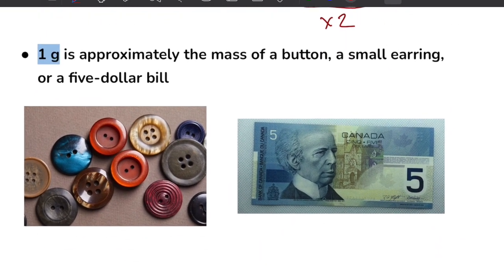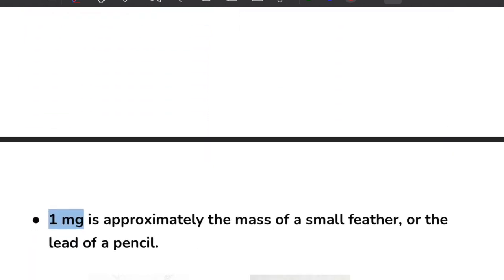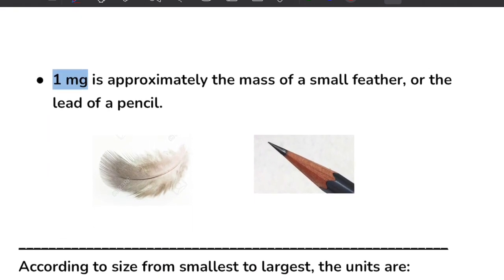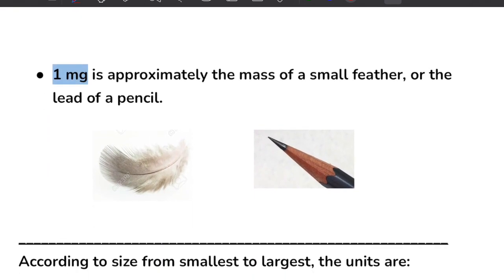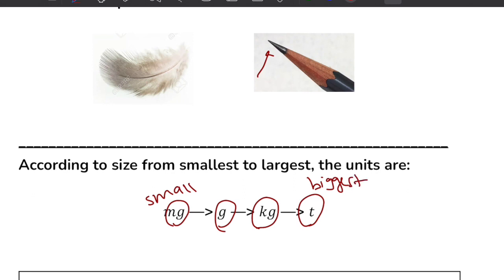1 gram is approximately the mass of 1 button or a small earring or a $5 bill. So if something weighs 10 grams, imagine 10 buttons, okay? 1 milligram is very, very light, so it's approximately the mass of a small feather or the lead of a pencil, okay? Now, if we wanted to arrange these units from smallest to largest, say 1 milligram, 1 gram, 1 kilogram, 1 ton, milligram would be the smallest, then grams, then kilograms, then tons. So this is the smallest, and this is the heaviest or the largest, okay?